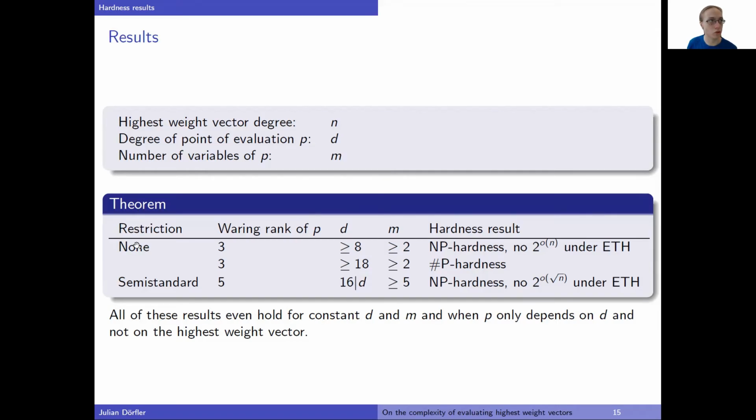So let's come to our actual results now. Even with no restrictions, so it doesn't have to be a semi-standard Young tableau, and with only 2 rows necessary, we can already show NP, sharp P hardness, and we can show that under ETH, the exponential time hypothesis, there is no 2 to the little o of n algorithm evaluating this. For the NP hardness and the ETH lower bound, this is also not just explicit evaluation, but already evaluating whether the highest weight vector is 0.